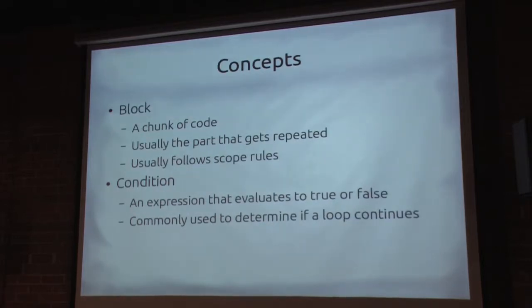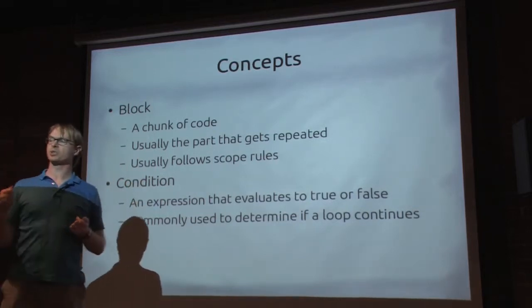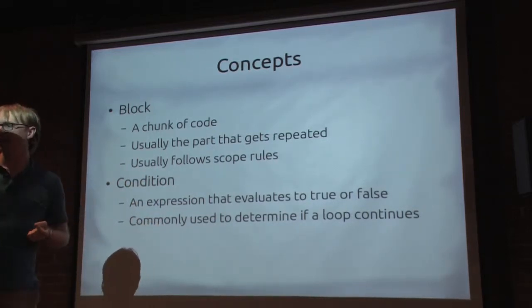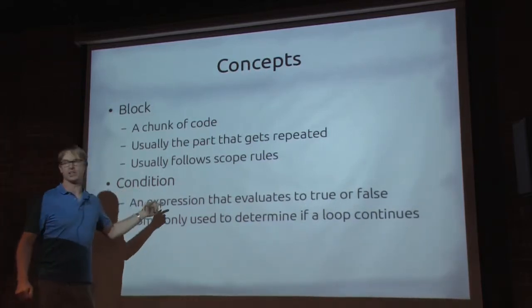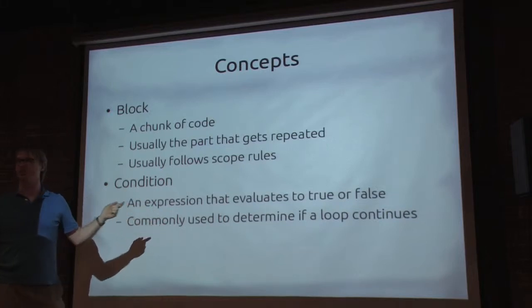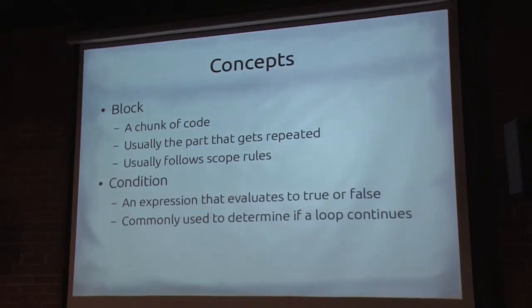Throughout this talk, I'll be using the concept of a block. A block is a chunk of code. It's usually the part that you repeat, and it usually follows scoping rules, so it has access to anything within its scope and maybe some things in the upper scope that it was invoked in. A condition is an expression that evaluates to true or false. Usually these conditions are used to determine whether or not we should carry on looping, whether or not we should stop looping, or even loop at all.